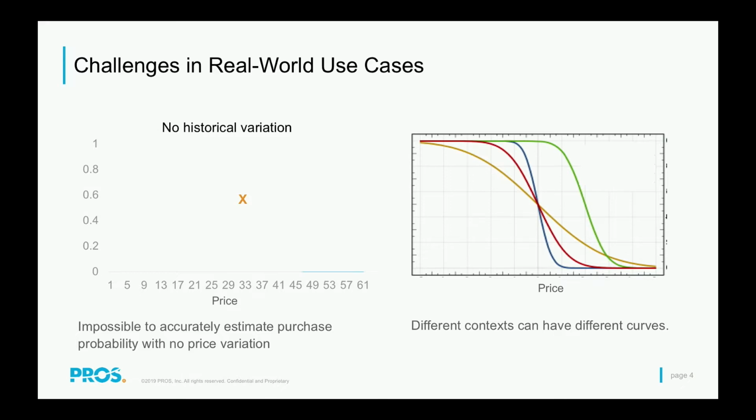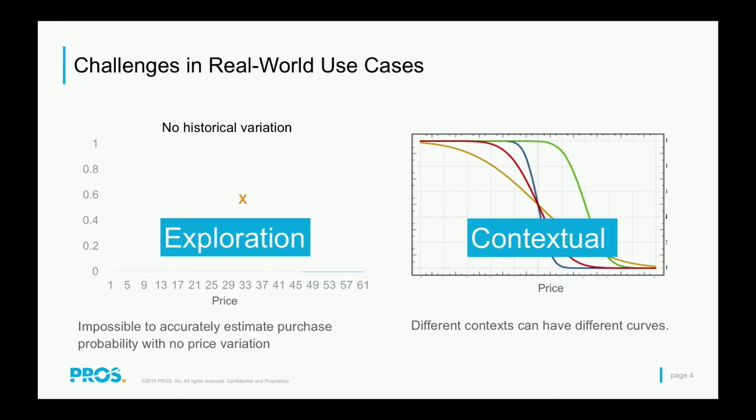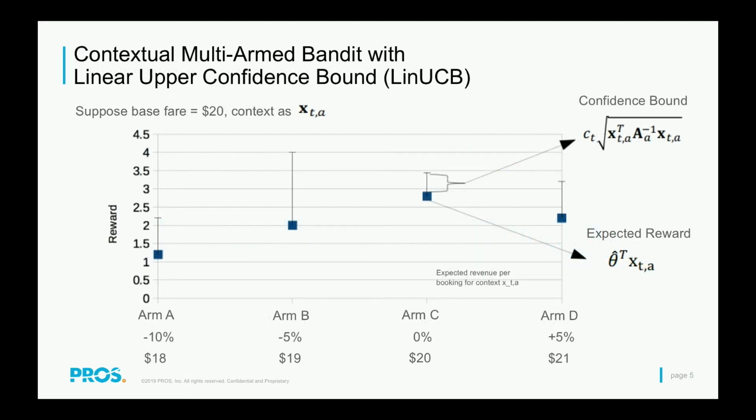To solve these challenges, we need exploration. We need smart exploration of prices, and this exploration has to be contextual. So what we need is a model that can do contextual exploration. We have tried a contextual multi-arm bandit model, so I will go through this model with you.